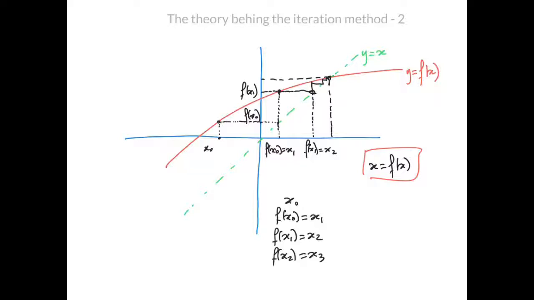So if this is clear enough to you, congratulations, you've understood the theory behind the iteration method. In the third video, we'll put this into practice on one simple example to make sure you get how this really works.